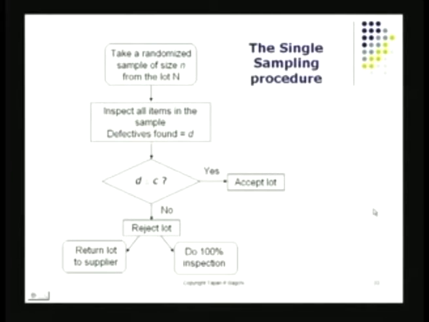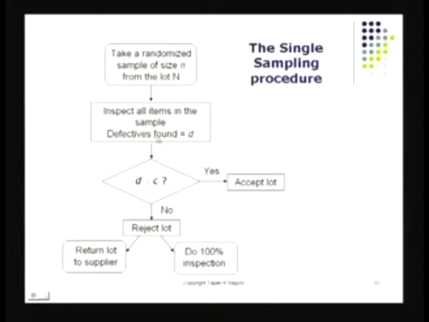Now, this same thing I have drawn up as a flow chart here for you. I take a randomized sample of little n items from the large N items, which is the lot. Lot size is my big N and sample size is little n. Inspect all the items in the sample. Now, the sample consists of little n items. So, I inspect all the items in that sample. I'm not inspecting the full lot. In fact, the only items I'm inspecting are those that are inside the sample.